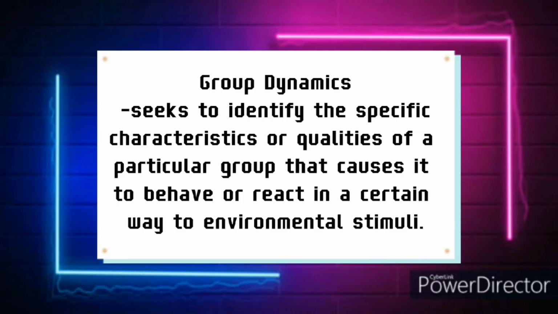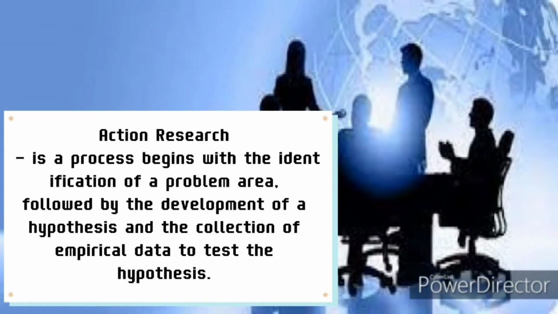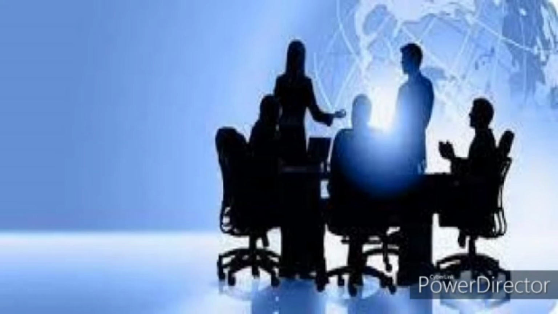Group dynamics seeks to identify the specific characteristics or qualities of a particular group that causes it to behave or react in a certain way to environmental stimuli, while field theory aims to understand group behavior by mapping out the totality and complexity of the field in which the behavior takes place. On the other hand, action research is a process that begins with the identification of a problem area, followed by the development of a hypothesis and the collection of empirical data to test the hypothesis.